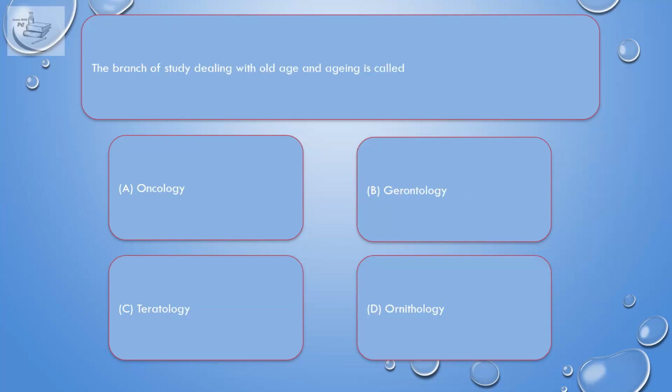Question: the branch of study dealing with old age and aging is called A. Oncology, B. Gerontology, C. Teratology, D. Ornithology. Correct answer is B. Gerontology.